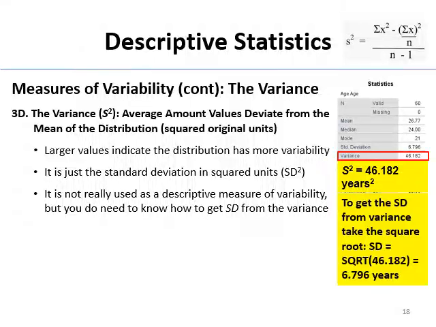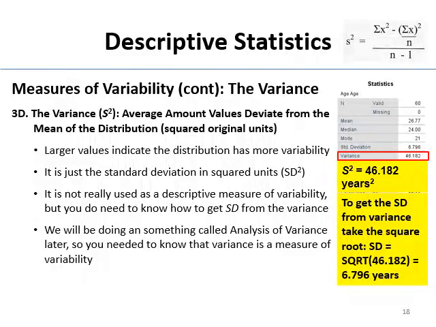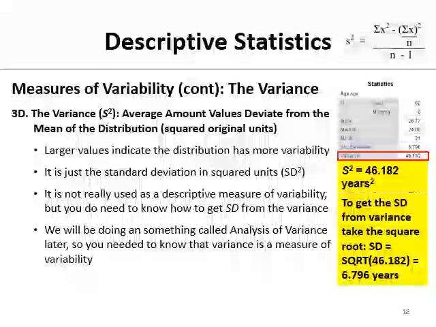All right, so to get the standard deviation, just take the square root of the variance. So if you did that with the 46.182, you get the 6.796. That is the standard deviation. We're going to be doing analysis of variance, or ANOVA, later, so this at least you'll know a variance is a measure of how spread out.